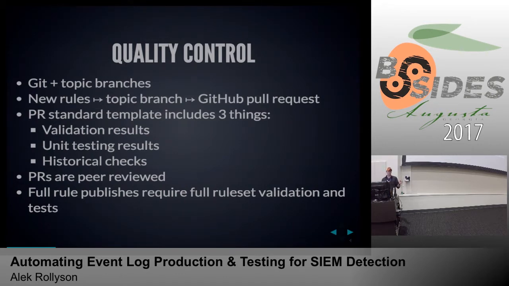Anytime we want to introduce a new rule into the rule set, it has to have at least one positive test included with it, which at bare minimum says, I know this rule is going to match on what it's supposed to be matching, or what I'm intending it to match on. And the third thing is a historical check.